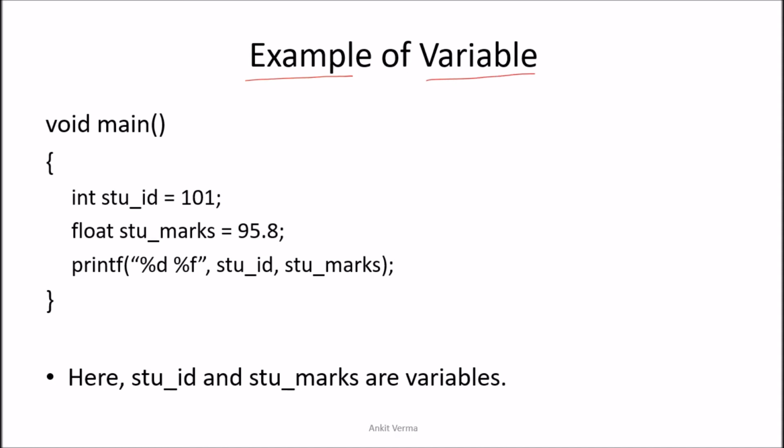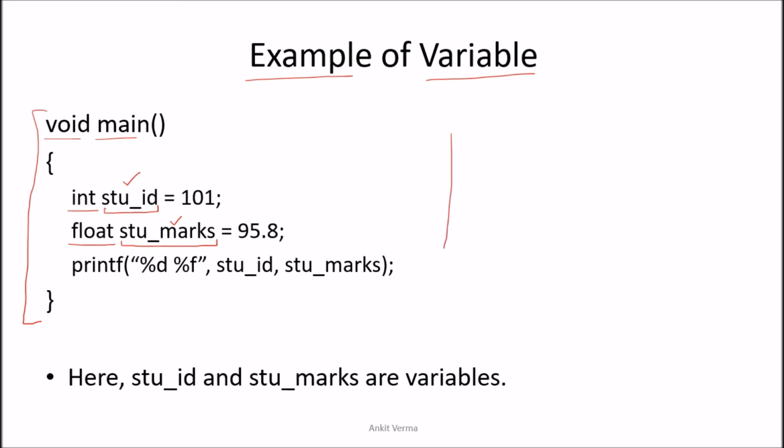Let us suppose that we have a program which is void main, and inside this void main program we are saying int stu_id. So integer student id, that is the variable we have declared. Then we are saying float stu_marks, student marks. Then we have one more variable that is declared.